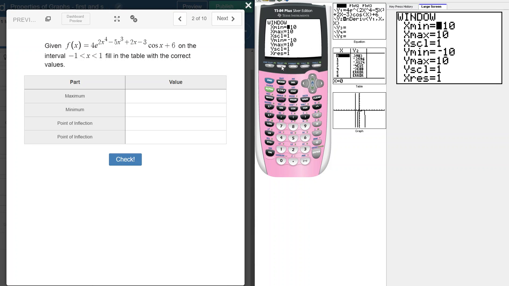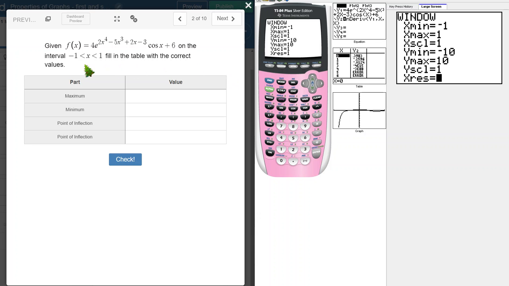And then I'm going to go to window, because our problem actually gives us the window for the x values. So in my x minimum, I want -1, and in x maximum, I want +1. If your problem gives you a window, you must put that in your window. Otherwise, you're going to see way too much or way too little, and it's just going to change the whole problem.